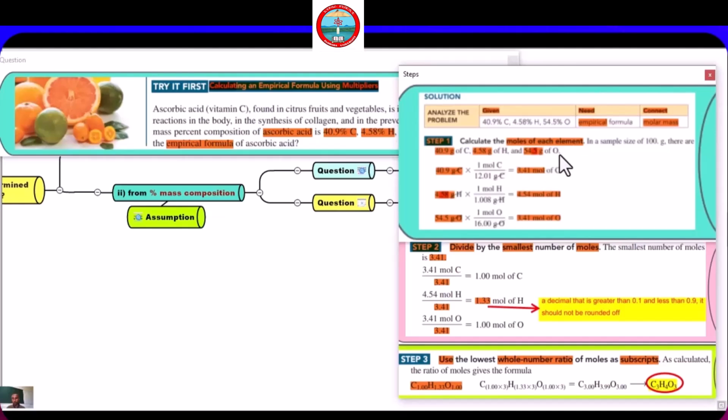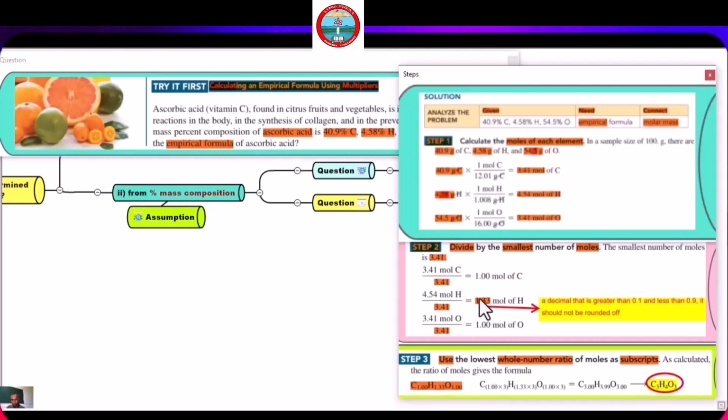So the first step is changing the given mass into mole by dividing by its molar mass. The mole of carbon becomes this, the mole of hydrogen and the mole of oxygen becomes this. Step 2 is divide the obtained mole by the smallest mole. The smallest mole is 3.41 in this case. After dividing, the mole ratio of carbon is 1, the mole for hydrogen and the mole for oxygen is this one, and we have decimal mole ratio here.